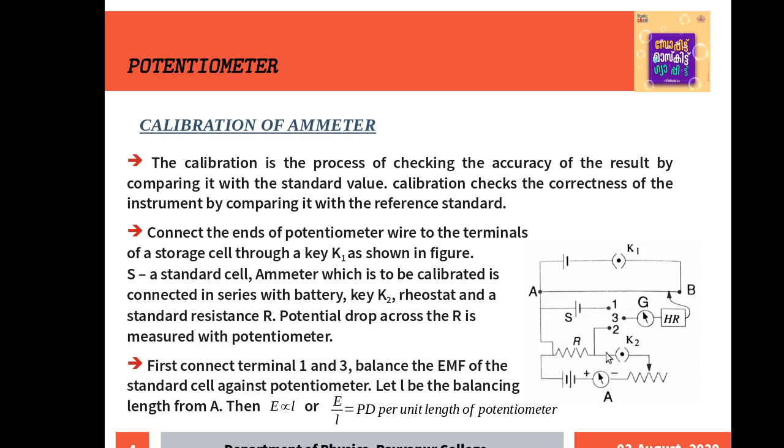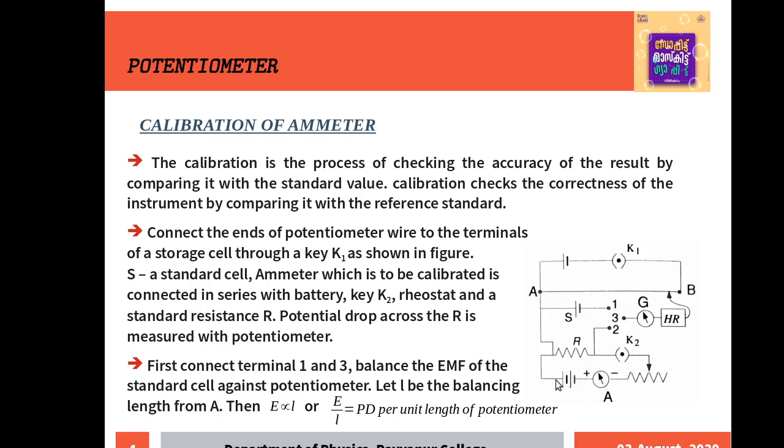In order to convert the current I to the potential drop, we connected a resistance here. I think it's clear how the connections are made. This is our secondary circuit. In the secondary circuit we have a standard cell and one more connection, in which the ammeter is connected in series with this cell, a resistance and a rheostat.